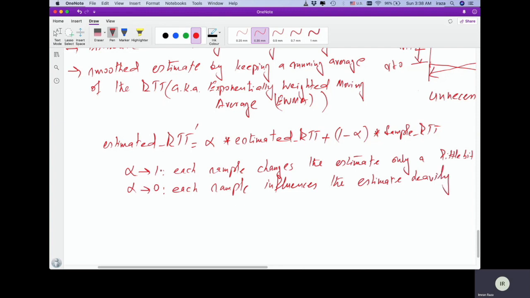Okay, so we have to very carefully select the value of this weight, and usually the value of this weight is 1 by 8, or 0.125. So this is the value that we use for alpha to calculate estimated RTT. Let me again repeat it. The new value of estimated RTT is equal to alpha times the current value of estimated RTT plus (1 minus alpha) times sample RTT. This will help us in normalizing these variations in round trip time.